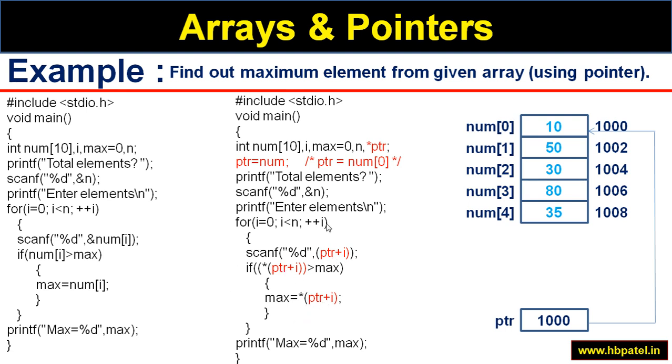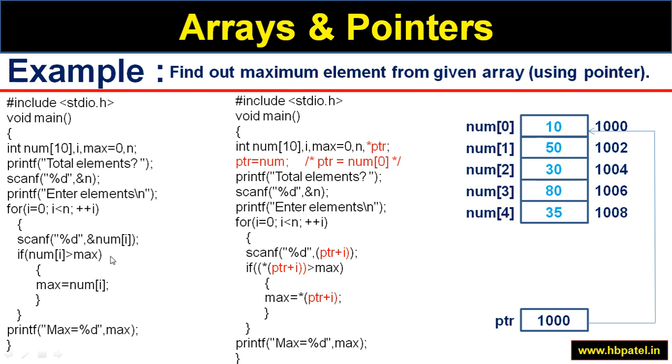Next time i equal to 1. So 1000 plus 1 is 1002, because it is an integer, the increment will be of 2 bytes. So next time it will read this 50 and it will compare. If required, it will assign into max. So the logic will be completely similar, just the usage is different over here.